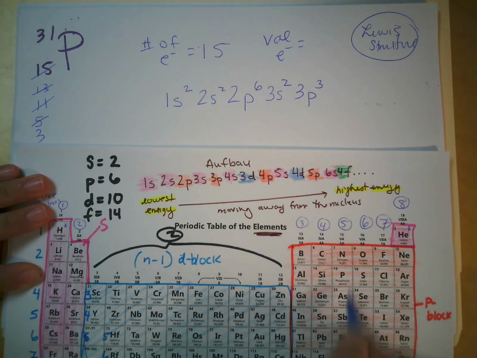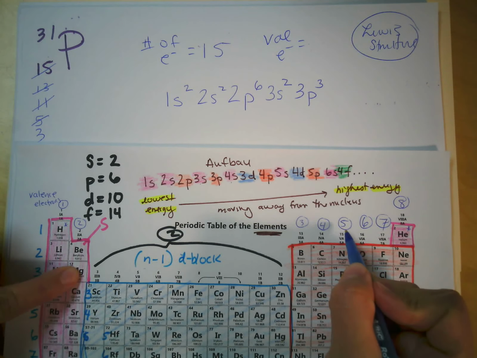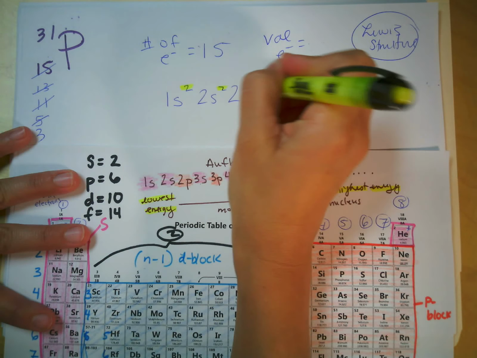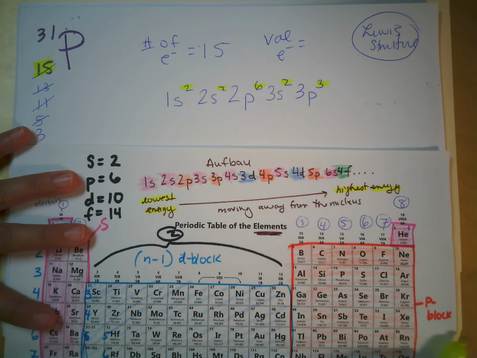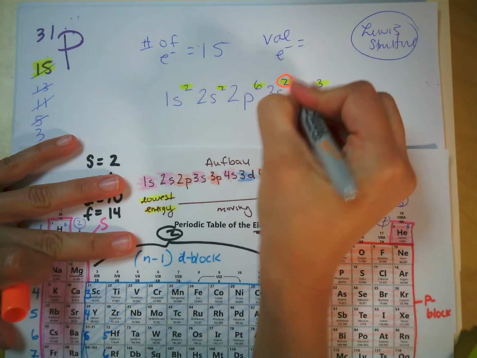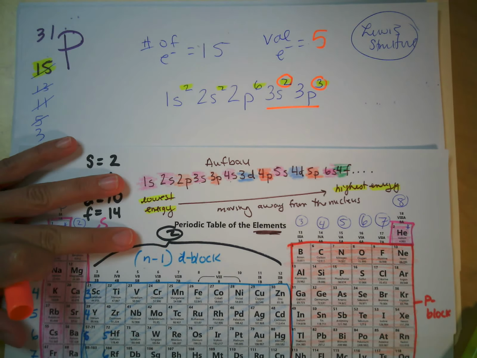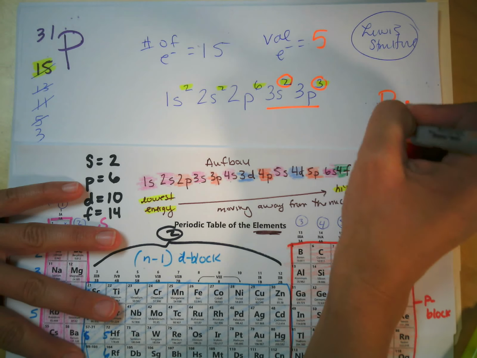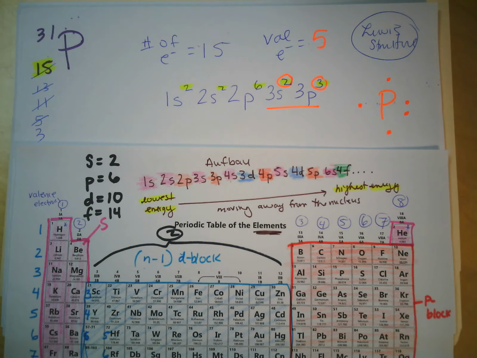Now we're in column 5, so we should have 5 valence electrons, just like magnesium had 2, and it's in column 2. So let's count and double check that we did this right. 2, 4, 10, 12, 15. Perfect. And then how many valence electrons do we have? Highest s and p: 2 plus 3 is 5. And it's in the 5th column, or group 15. So I'm going to draw phosphorus. I'm going to draw 1, 2, 3, 4, 5.